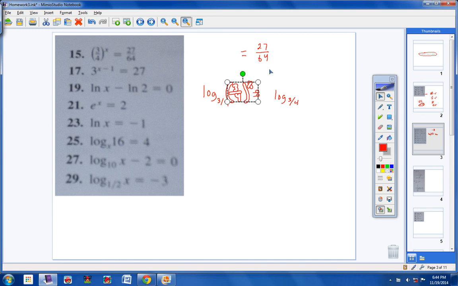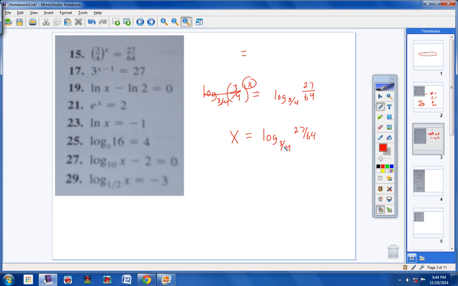Okay, and then you take the entire left side and you put it right down here, and you take the entire right side and you put it down here. There we go, moving right along. Now, whenever your base matches your base, the entire expression equals your exponent, so x. So x equals log base 3/4 of 27 over 64.